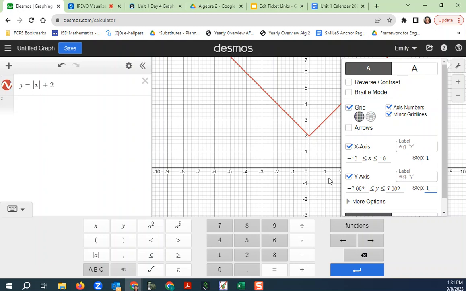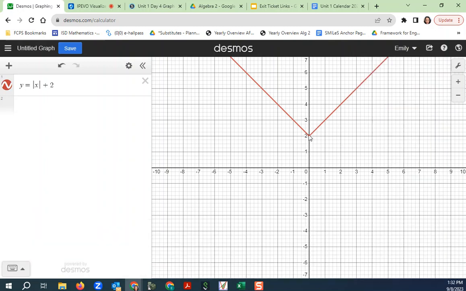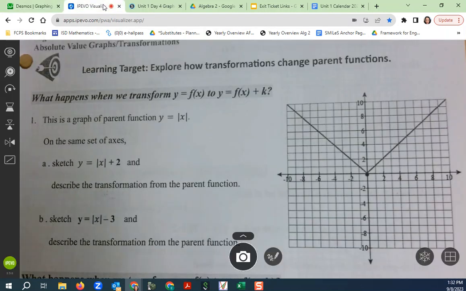But you're going to get this onto your paper. So this is called the vertex, the bottom of the absolute value graph. The vertex is at 0, 2. So I'm going to start by graphing that one at 0, 2.